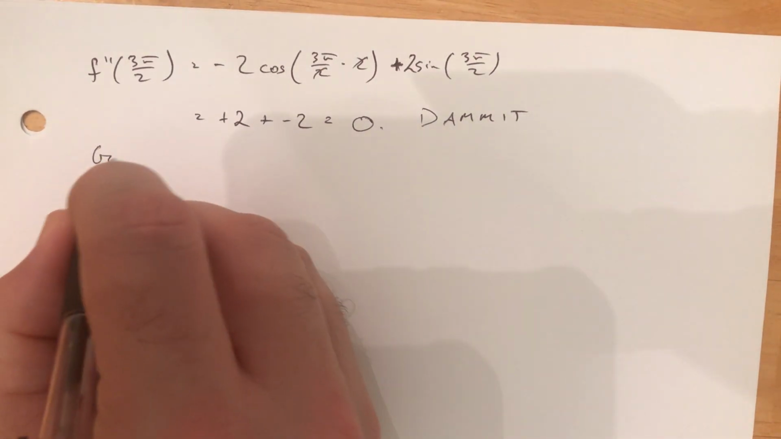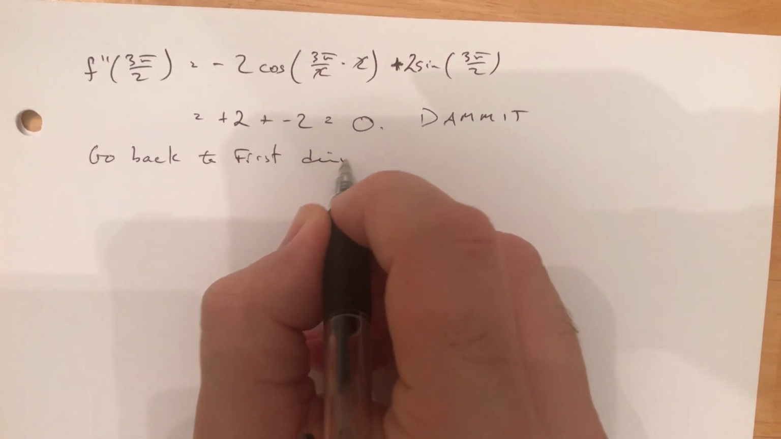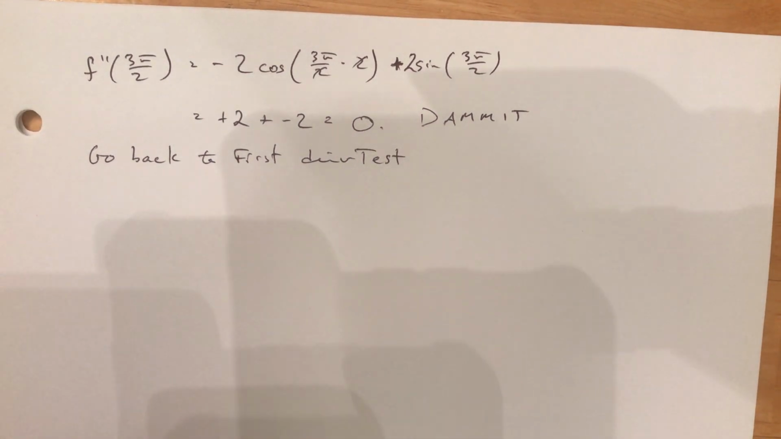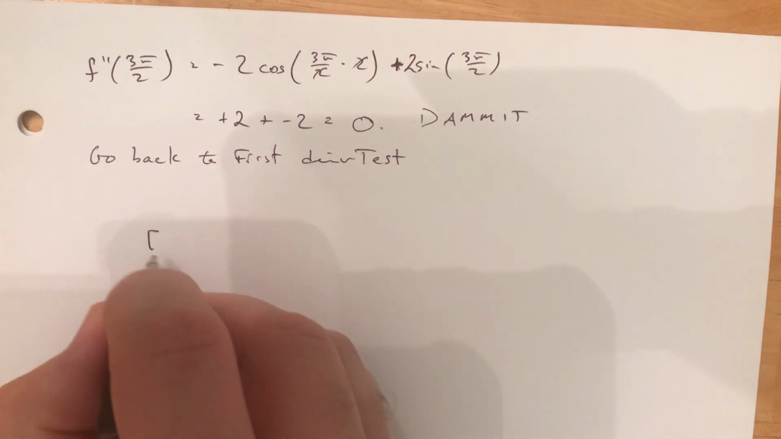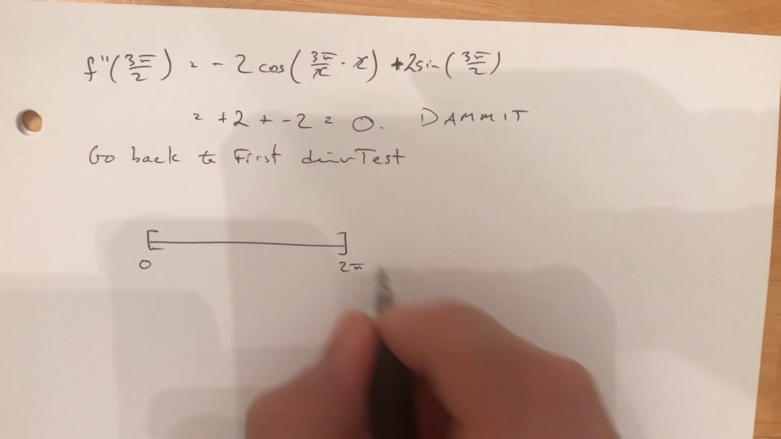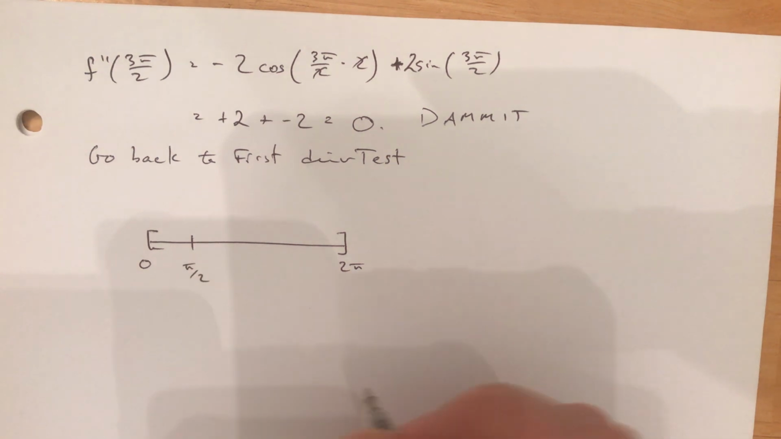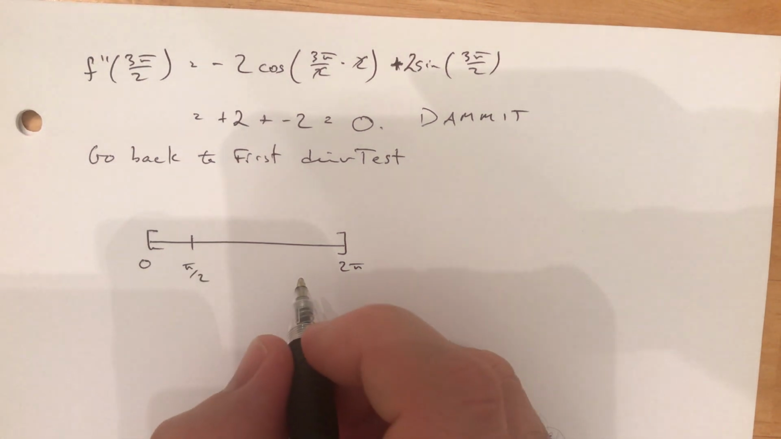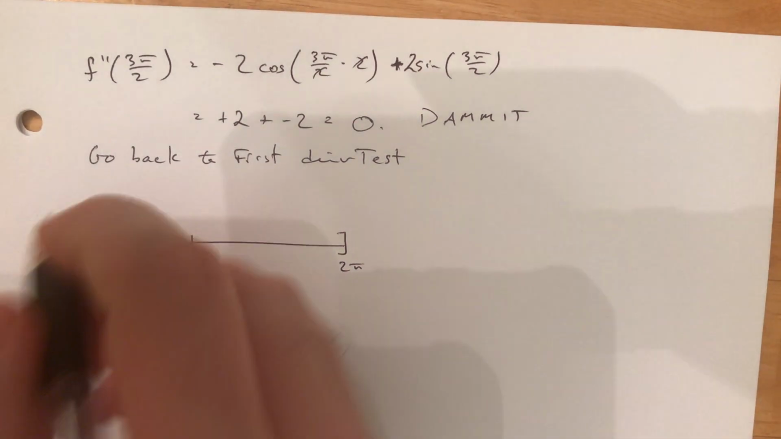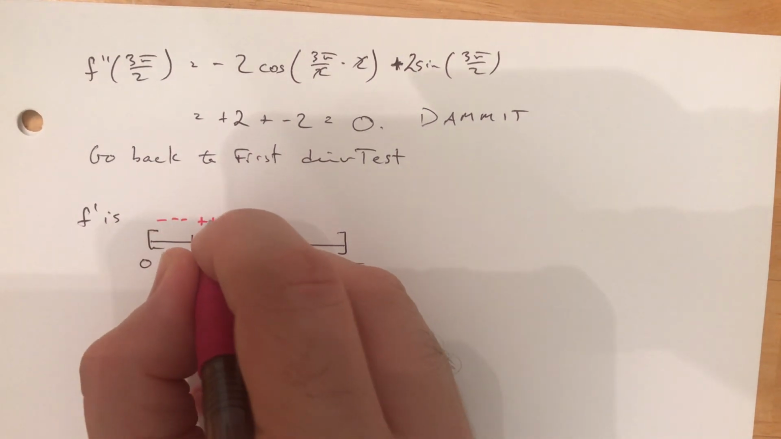And so we're going to go back to that first derivative test here at x equals 3 pi over 2. Let's draw our little number line. This guy is nice and closed off at 0 and 2 pi. We have a critical value at pi over 2, and we know that that represents a minimum of our function, and so we're going to say that f prime is negative and then positive.